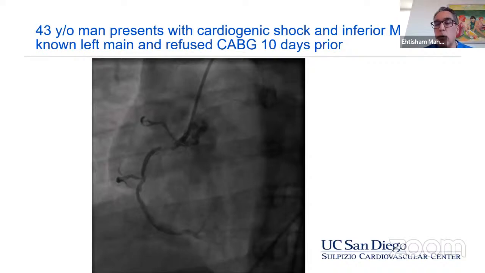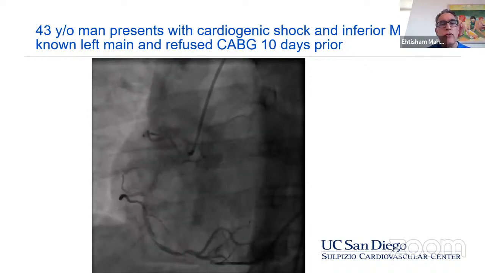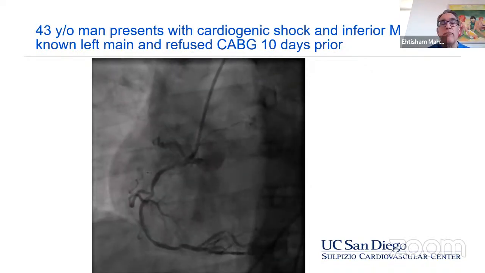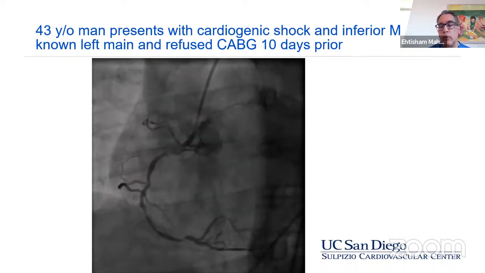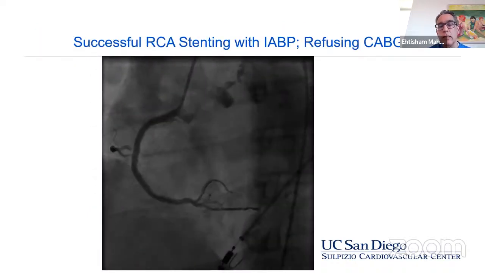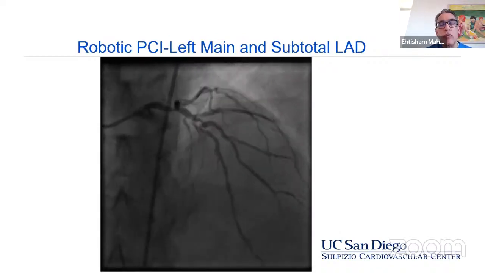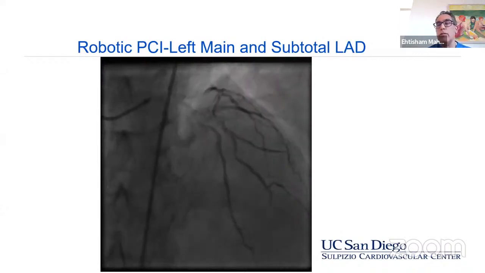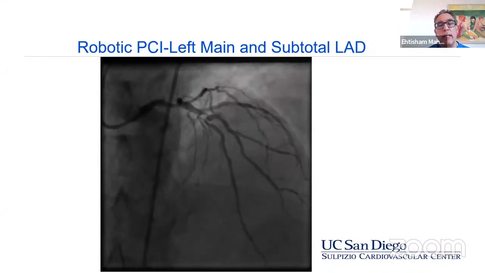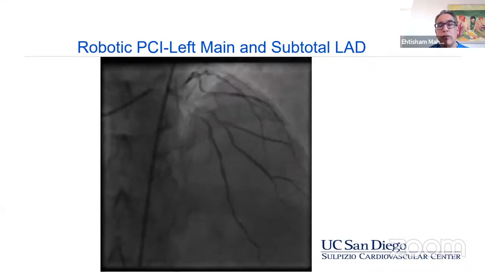Now, this next case I'm going to show you is a lot more complex. It's a 43-year-old man, came in with cardiogenic shock, inferior MI. He had a known distal left main, refused CABG. He came in with inferior MI. We looked at this right. We stented this. This was non-robotic. And now we're doing this next case robotically. And this should hopefully highlight all the different ways you can use the robot. Distal left main, but there's also a subtotal mid-LAD at a bifurcation with the diagonal.